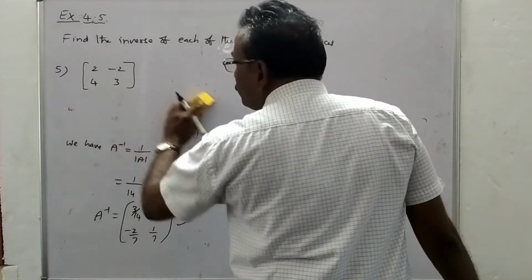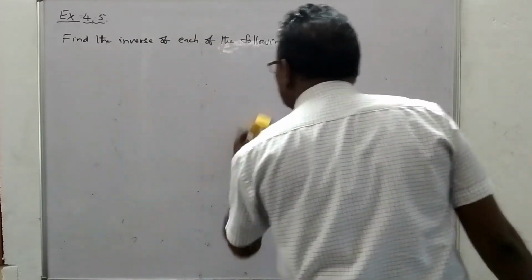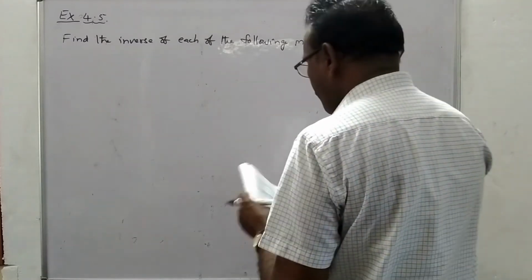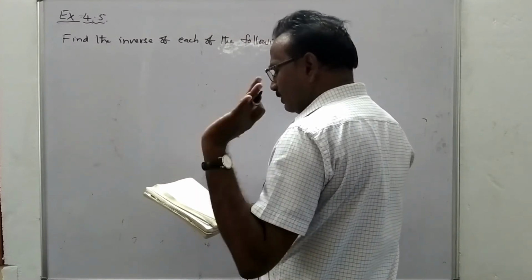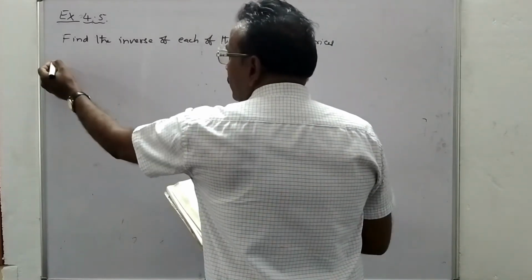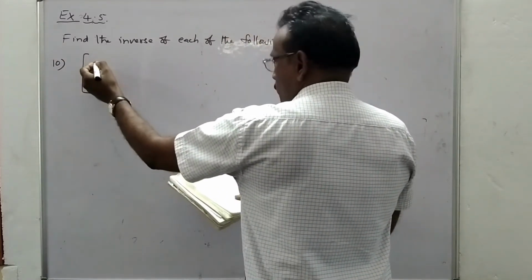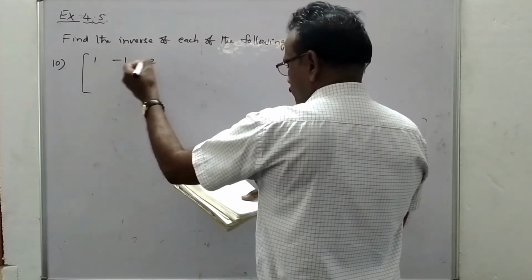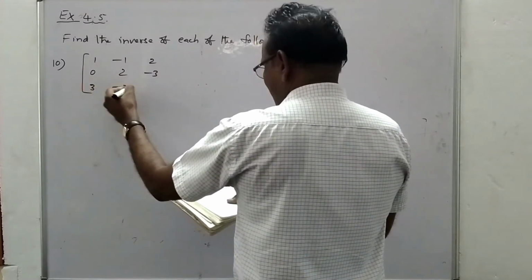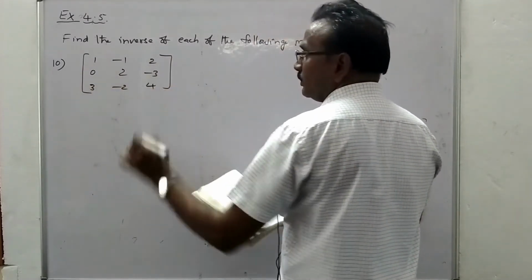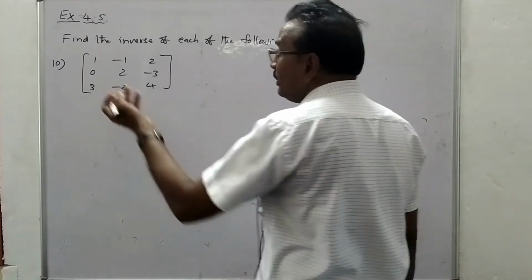Next, when third order is given, we need to find the cofactors of each and every element. So find the inverse of each of the matrices. Suppose 7th, 8th, 9th, 10th, 11th, same type questions. I can take 10th question. Given matrix is 1 minus 1 2 0 2 minus 3 3 minus 2 4. So find the adjoint of matrix A. Find the inverse of matrix A.